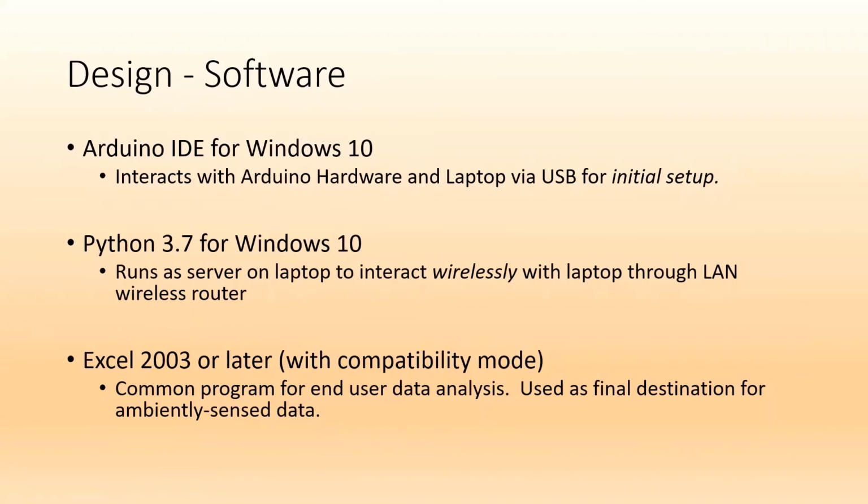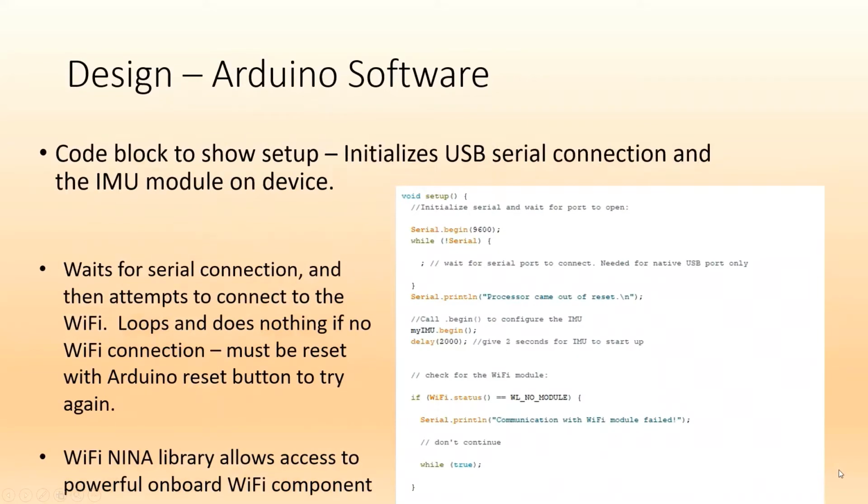The software here is the Arduino IDE for Windows 10, and that's how I interacted with the Arduino hardware and the laptop using that USB I showed on the previous slide. And Python 3.7 for Windows 10 was how I made the server to interact wirelessly once the board had the software on it. And finally, Excel 2003 is the final destination for the software. So to quickly run through, this is the main part of the design of the Arduino software and what the Arduino IDE code looked like.